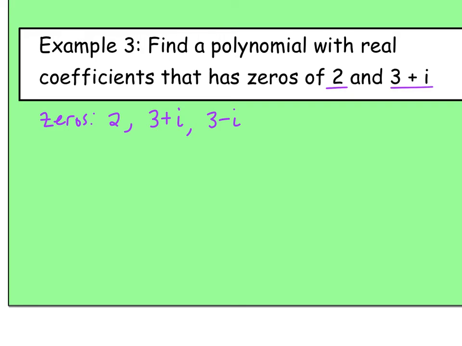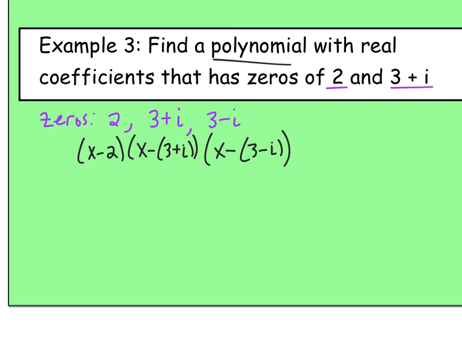Okay, so we should be able to get 3 linear factors, right, 1 for each. So I know that x minus 2 is a factor. I know that x minus, and be careful here, put these in parentheses, x minus (3 plus i), and x minus (3 minus i). Okay, those are the factors. Now to get our polynomial, we're just going to need to multiply those out.